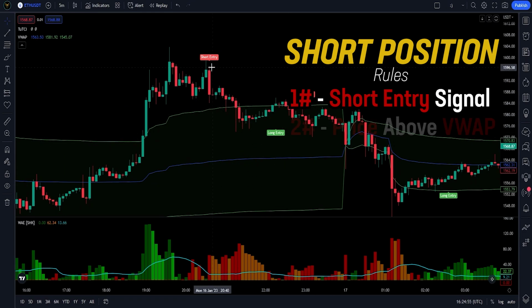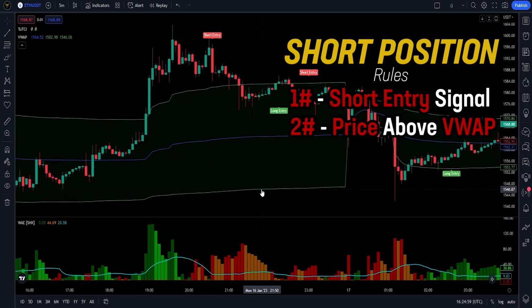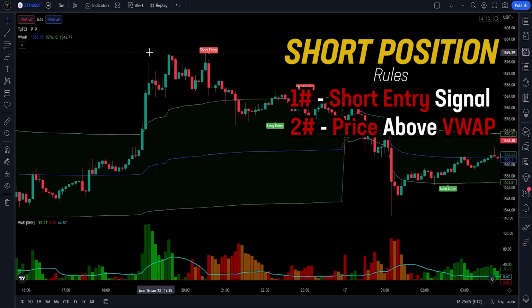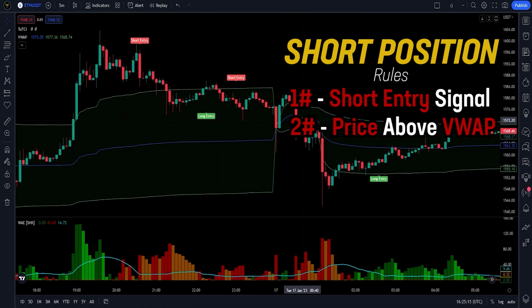Rule number 2, price action above VWAP bands. Once again, this is another reverse rule. While we were checking if the price action was below these VWAP lines in long trade, we are checking if the price action is above these bands in short trade. The area above these lines signals that the asset is overbought, so the price is much higher than it should be, so we are betting that the price will return to a value which is in between these lines, or if we're lucky, below them.